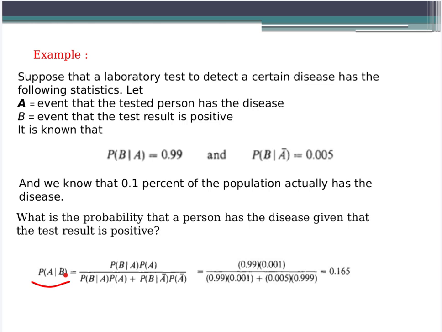In this example, as I said, we use the Bayes theorem. Any question? No question. Let's go ahead.